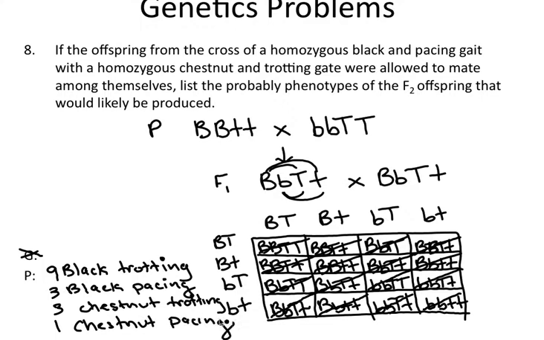As you can see, the phenotype ratio is 9 to 3 to 3 to 1. As a matter of fact, anytime you have a cross between two parents that are heterozygous for two different traits, you will always get a 9 to 3 to 3 to 1 ratio if it follows Mendel's principles.